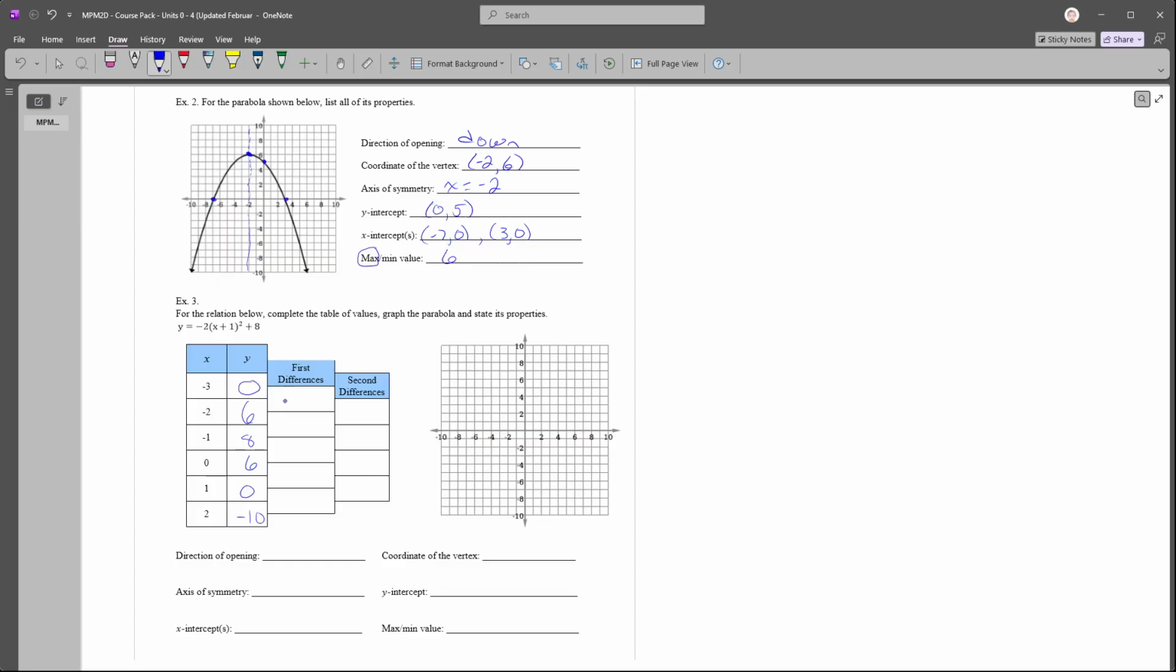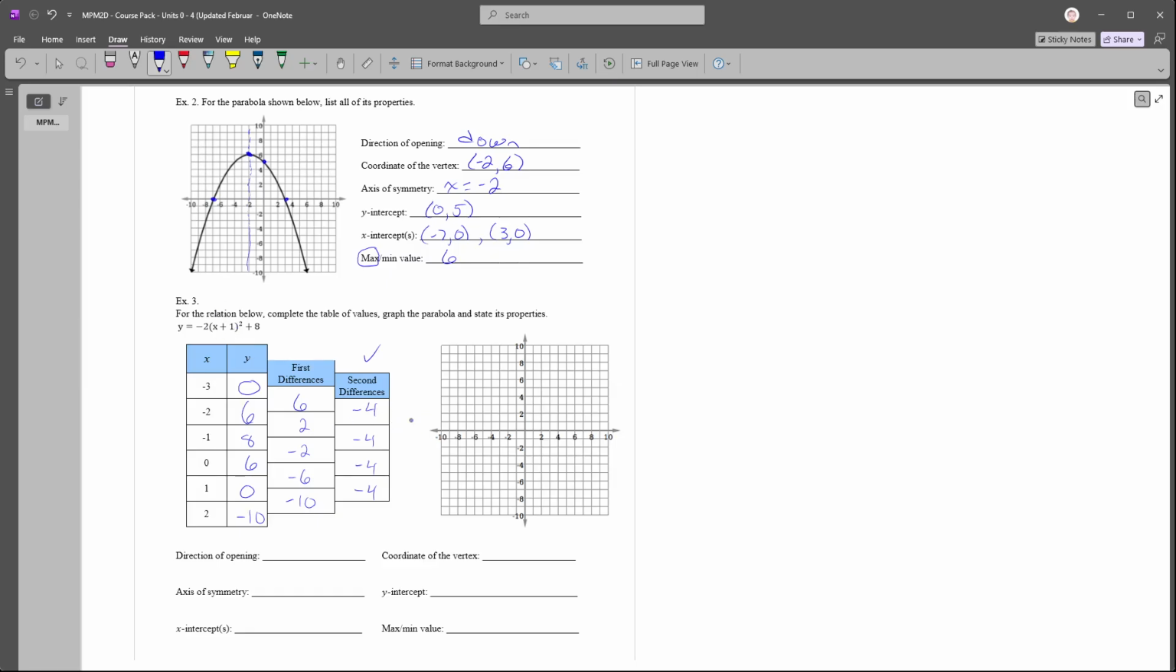Okay, let's calculate our first differences. 6 minus 0, that's just 6. 8 minus 6, that's 2. 6 minus 8, -2. 0 minus 6, -6. And -10 minus 0 is -10. That didn't tell us much. Let's take our second differences. 2 minus 6, -4. -2 minus 2, -4. -6 minus -2 is -4. And -10 minus -6 is going to give us -4. So we see that its second differences are constant. Okay, that's great. So we know it's a quadratic. We could have told that just by looking at the equation, but whatever.